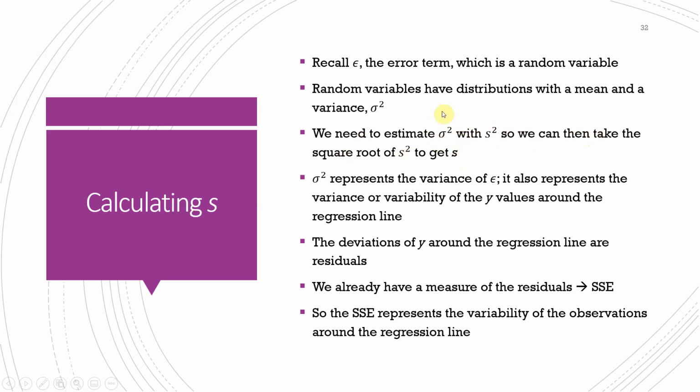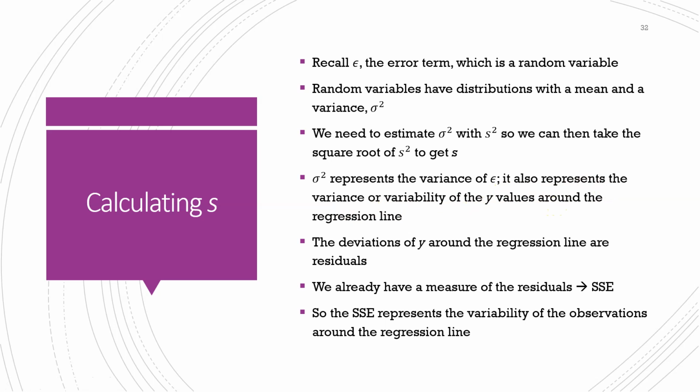We have to figure out what this value is. So let's think about it. What is sigma squared? It represents the variance of epsilon, the error term. We already talked about that. But it also represents the variability of the y values around the regression line. Well, we already have that, right?